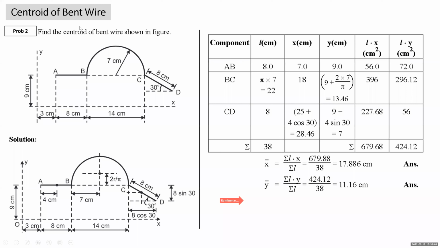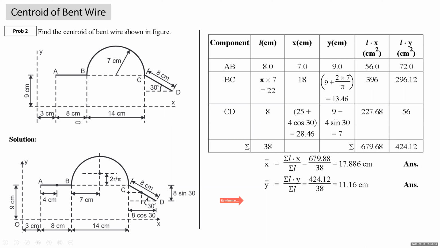Okay. Ready to move to the next sum. Find the centroid of the bent wire shown in the figure. This time, this is your bent wire ABCD. AB is straight horizontal length, BC is semicircular arc, CD is straight length. All right. You are given with origin as this point. X and y axis are shown.